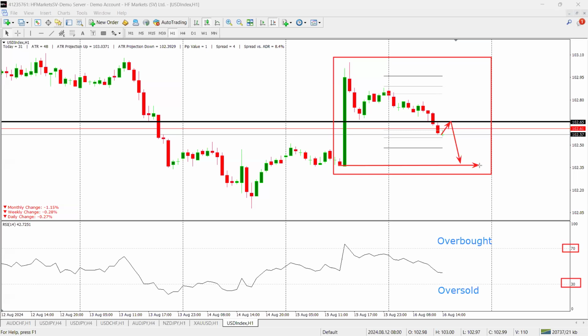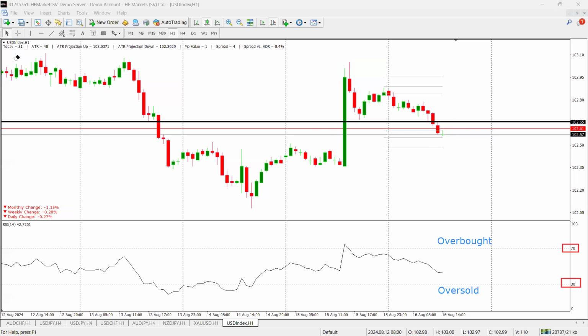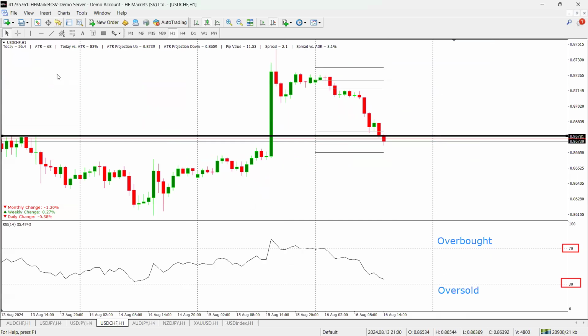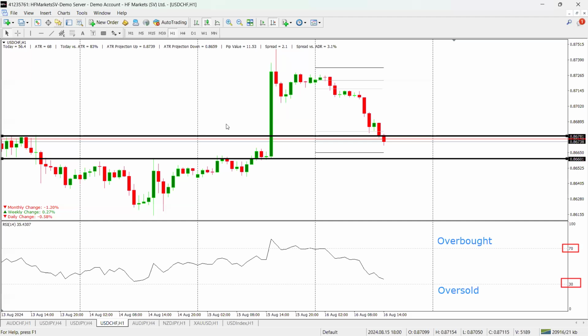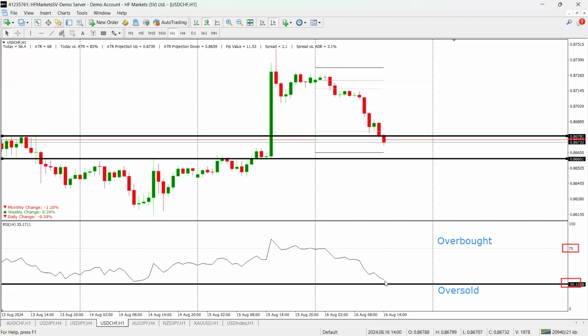Okay, let's go back to the USD index. So I'm still seeing some further room for downside. Let's go here. All right. Now you can see something. This is where the move started from, right? Look at where it is. Now look at where oversold is, and look at the space.